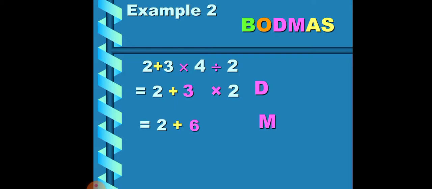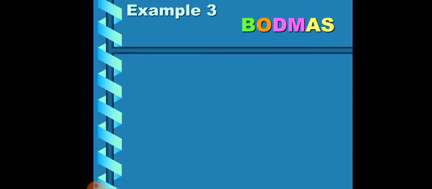So 2 plus 6, this is going to give us 8. So we have added these numbers in the last step. So this is how we have solved the given expression. Let's consider another example here.